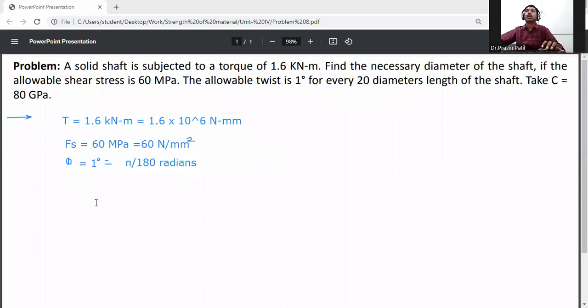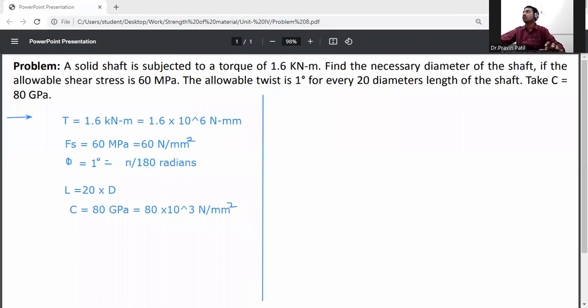Then next, what is given? The length is 20 times the diameter of the shaft. So L is equal to 20 D. And the modulus of rigidity C is given as 80 GPa. That is 80 into 10 raised to the power 3 Newton per mm square. This value is given for calculating the diameter.